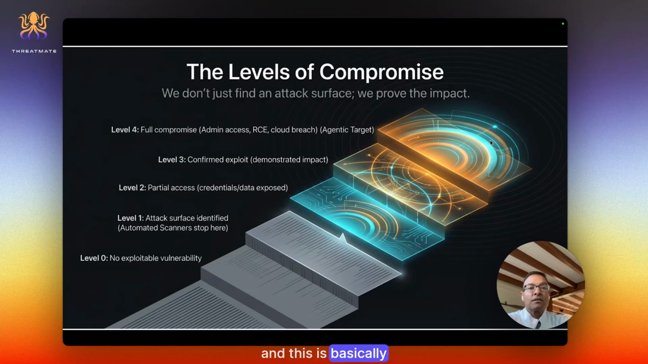And this is basically how we look at the capabilities: level 1 is attack surface analysis, level 2 is being able to gain partial access, maybe there's some data or credentials exposed, level 3 is confirming an exploit, but we don't stop there. Level 4 is full compromise of the cloud infrastructure.